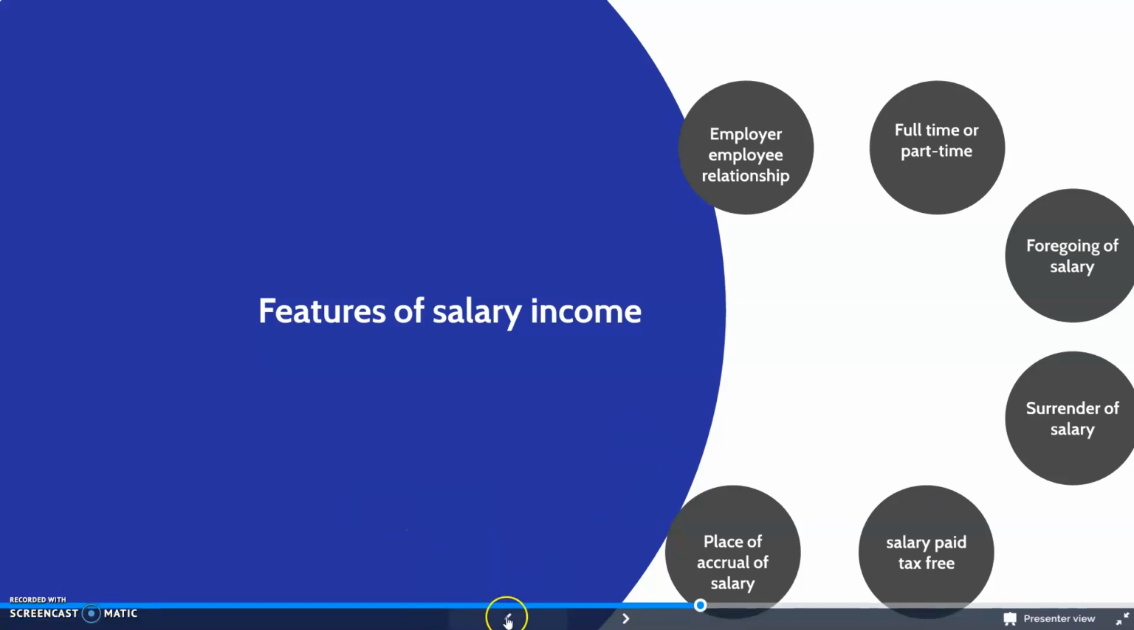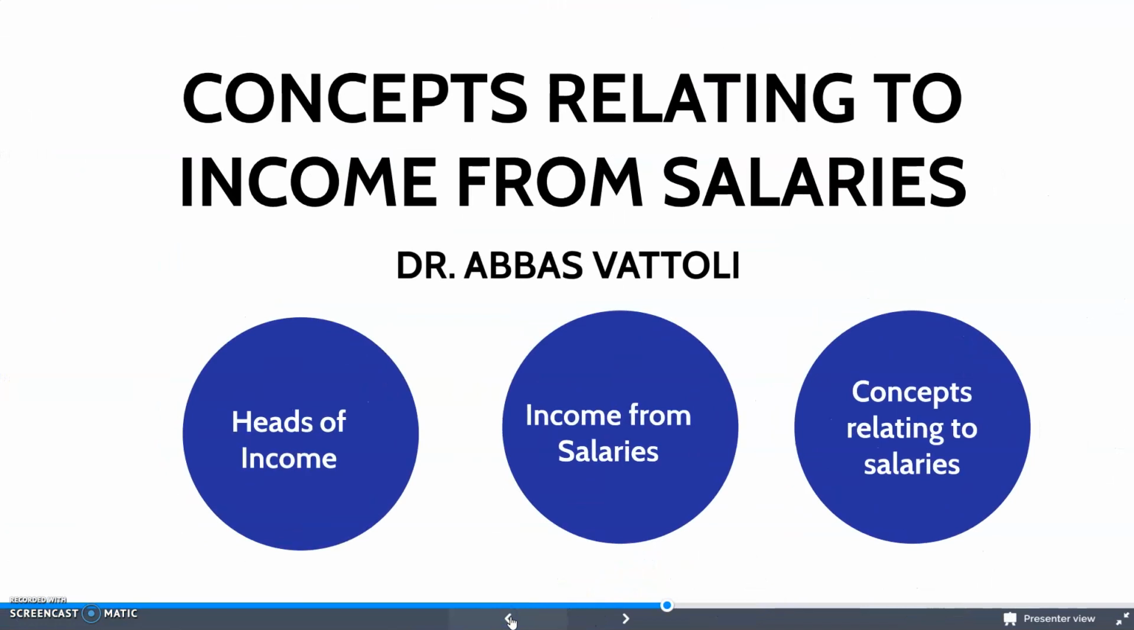So far we have discussed the important features or points to be remembered while considering salary income.